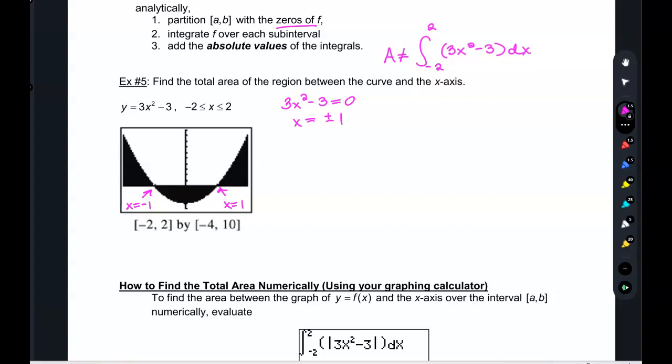Like if I said the area, none of it goes below the x-axis, so my area is equal to the integral. But if I give you something that goes below the x-axis, then that's not going to work out. Okay, so we're going to partition it.